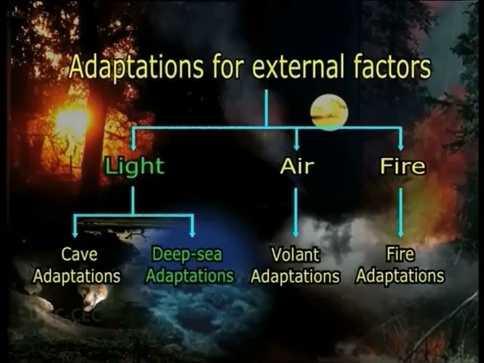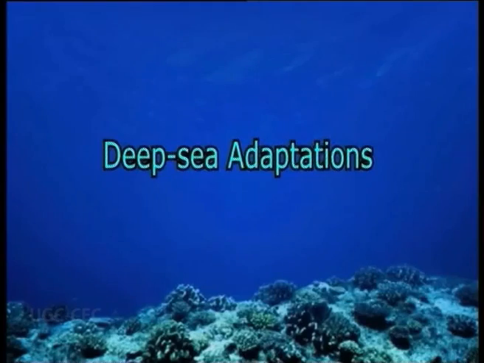As already discussed, the environment in caves is non-fluctuating and more or less uniform. This changelessness has made all the cave dwellers look alike. Absence of light and lack of food have made the cave dwellers weak and degenerated forms. Let us quickly get the idea of deep sea adaptations for external factor light. Let us begin with an introduction to deep sea adaptations.